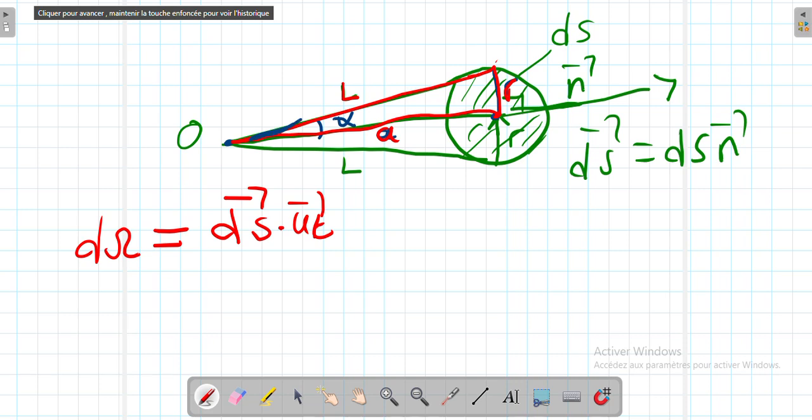Did I teach unit vectors? A unit vector in the direction of L. I tried to teach you unit vectors.